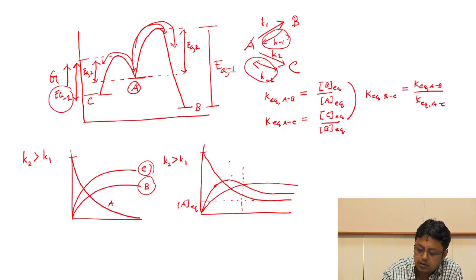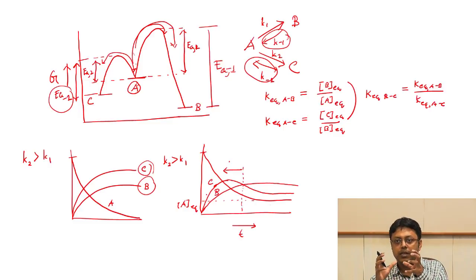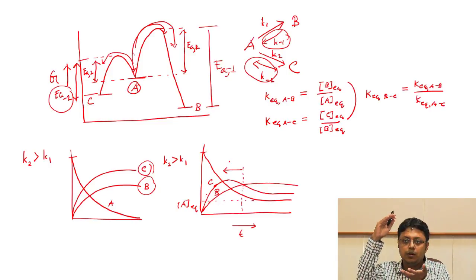below this part, which is the vertical line, this is the time profile, so I see that the C is always above B, because I started with A, there was no B or C at the beginning. So as it is forming, I see that of course C is forming at a higher rate because the activation barrier is smaller, and the A to B barrier is higher.